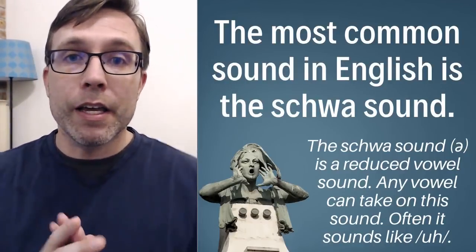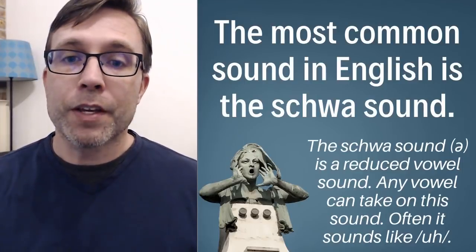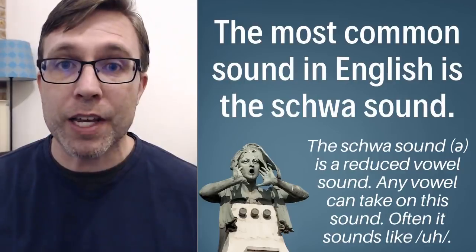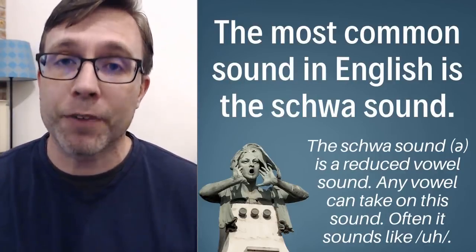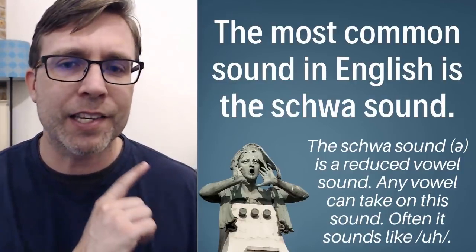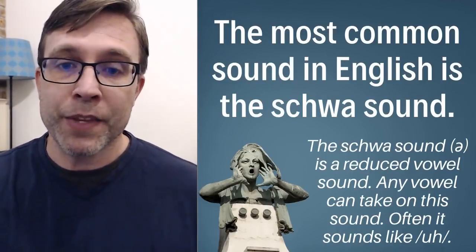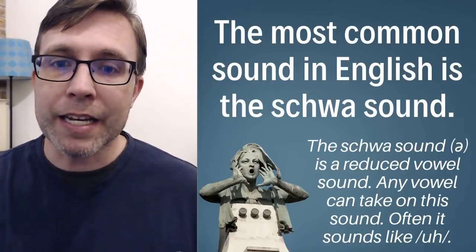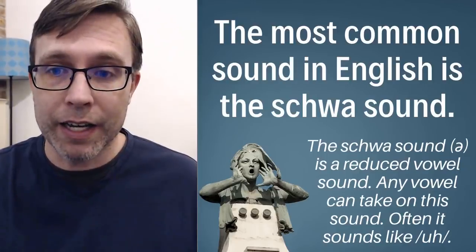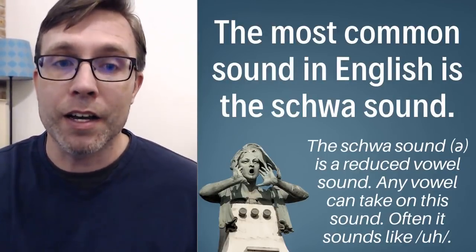Now, if you don't know what the schwa sound is, it's right here. It is the schwa sound, which looks like, if you're looking at it using the IPA, the International Phonetic Alphabet, it looks like an upside down E. That is the symbol for the schwa. It is a reduced vowel sound. Now, any vowel can take on this sound, and often it's just a reduced sound, and it's just going to sound like an uh sound.